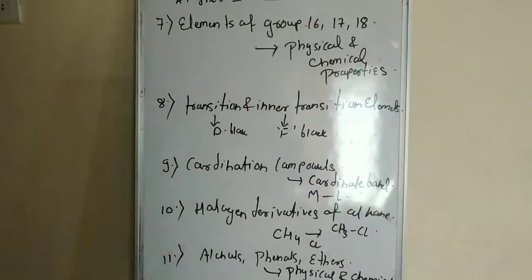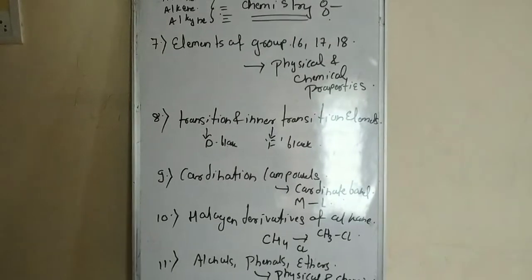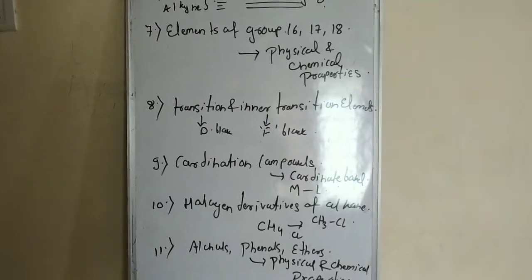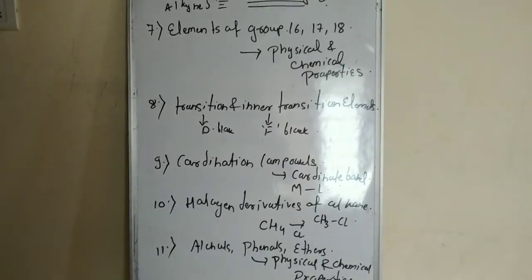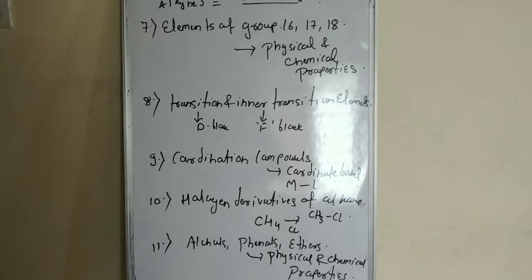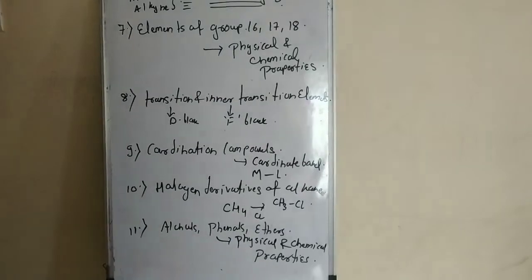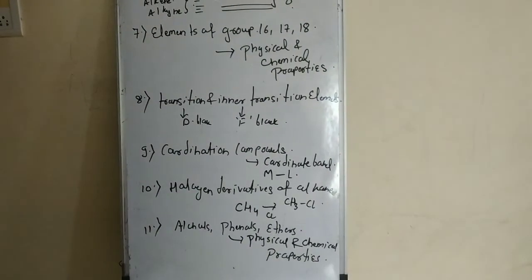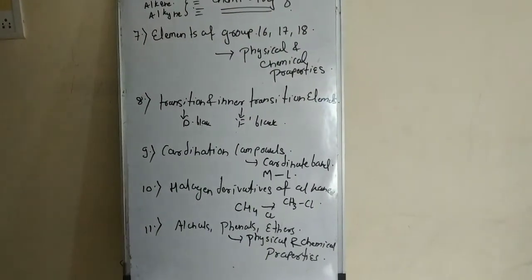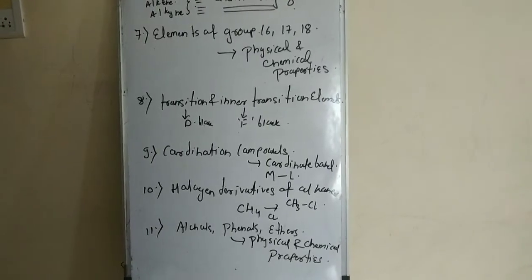So in this particular session we have learned about the 7th, 8th, 9th, 10th and 11th chapters, right? 7th is elements of group 16, 17 and 18. 8th one is transition and inner transition elements. 9th one is coordination compounds. 10th one is halogen derivatives of alkane. 11th one is alcohols, phenols and ethers.